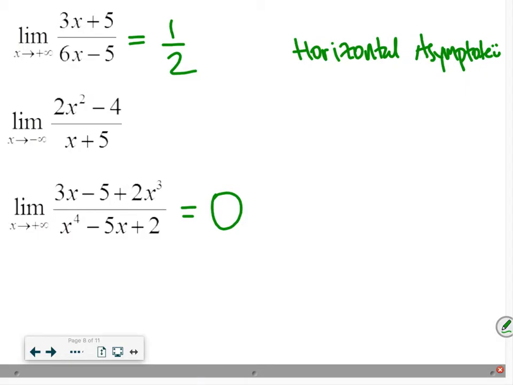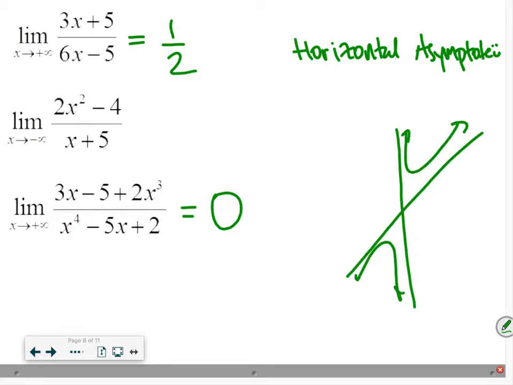What about when your numerator has a higher degree? What do we have? We have a slant asymptote, or we call them oblique asymptotes. I'm not going to make you find it. That's not going to be helpful. But do you remember what those looked like? A slant asymptote, and then they went like this. They're going to either rise or fall. Your answer is going to be infinity or negative infinity.